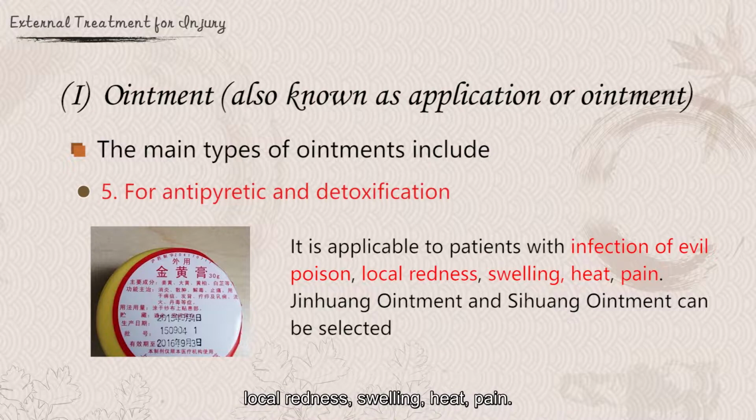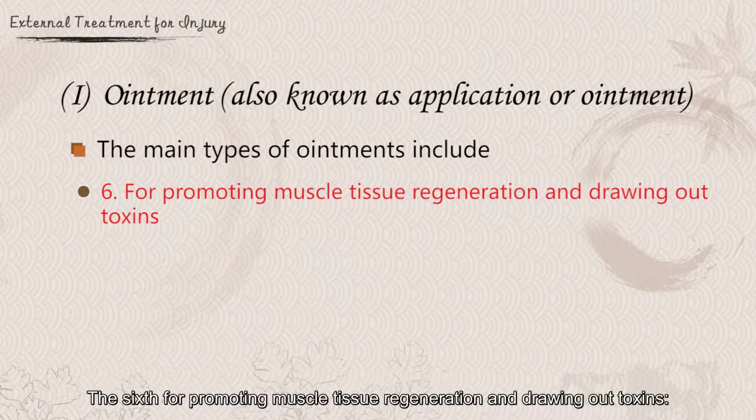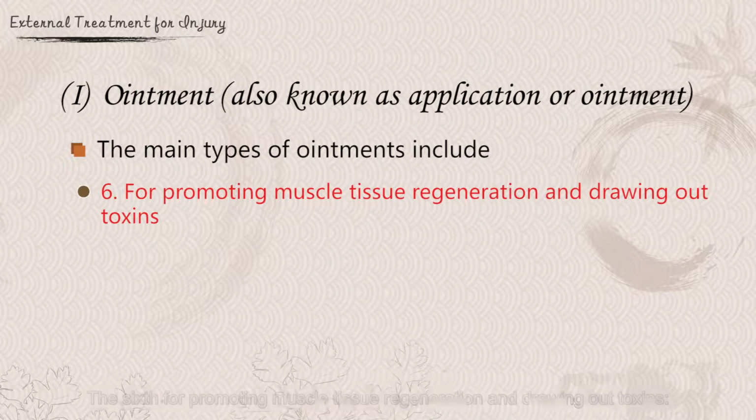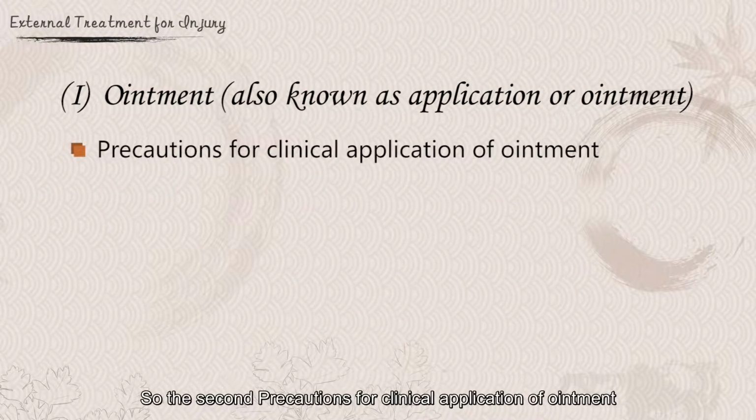swelling, heat, pain. We can choose Jinhuang ointment and Sihuang ointment. The sixth, for promoting muscle tissue regeneration and drawing out toxins. It is applicable to patients whose local redness and swelling have disappeared, but the wound has not healed. We can choose 生肌玉红 plaster, red oil ointment. So, the second, precautions for clinical application of ointment.